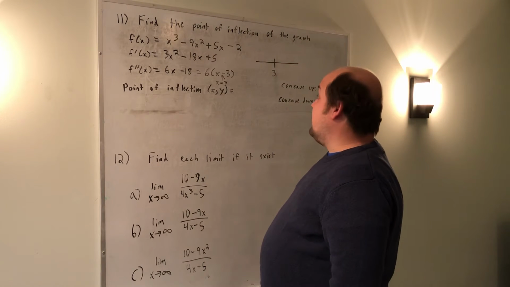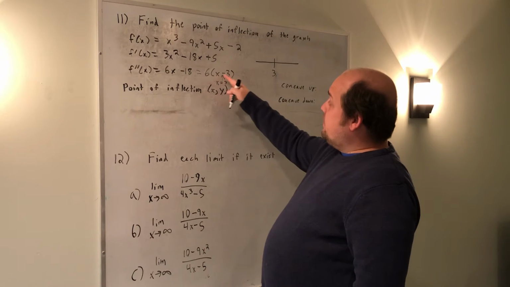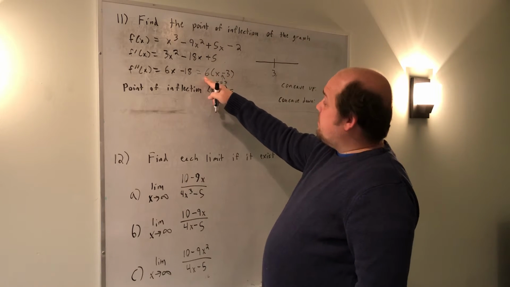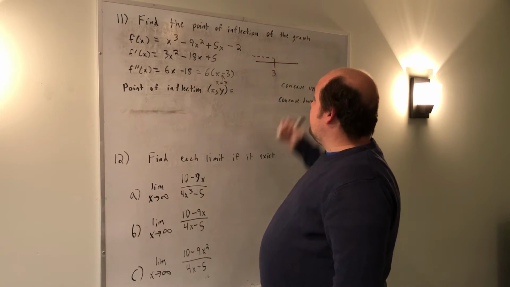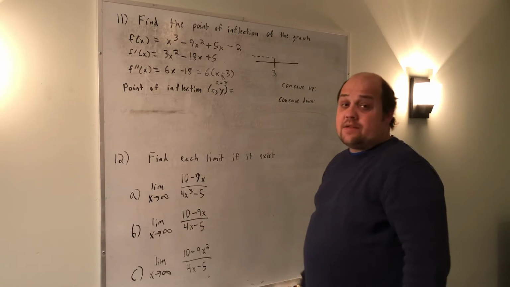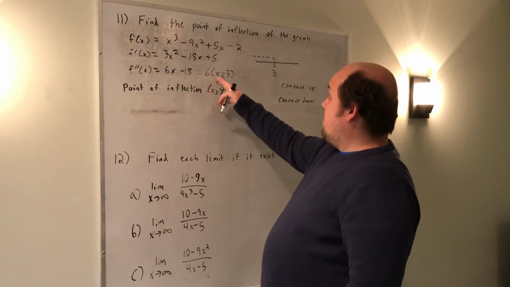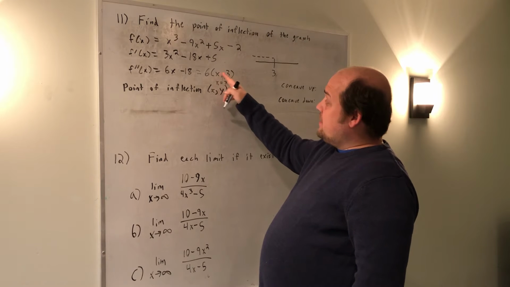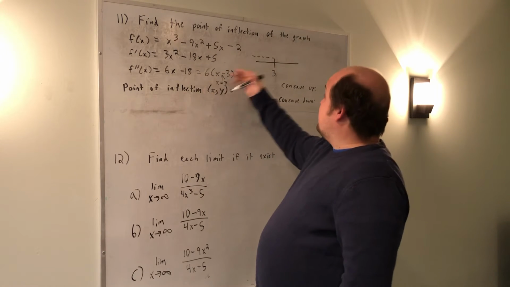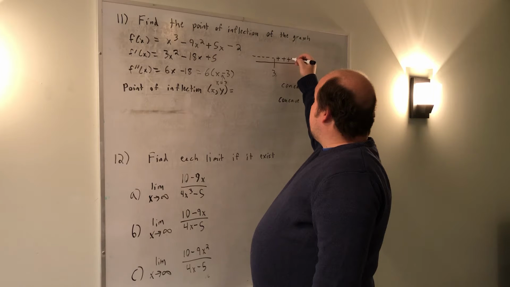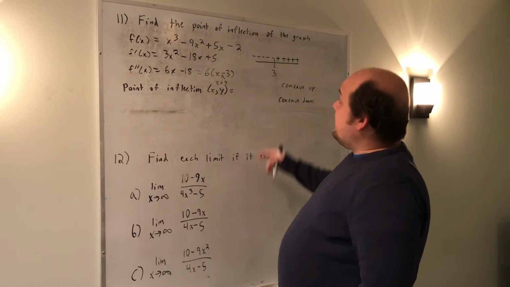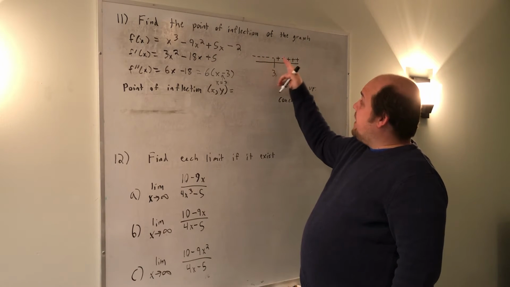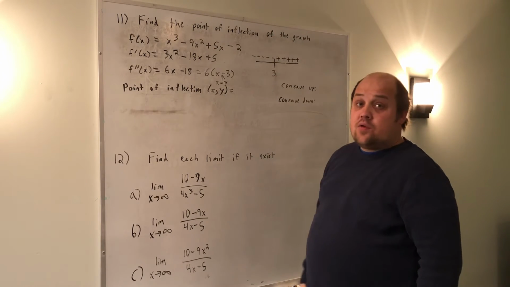If I try something less than 3, say 0, 0 minus 3 is negative, times a positive 6 is all negative. If I try something bigger than 3, say 5, 5 minus 3 is 2, which is positive, times 6 gives me a positive 12, so this whole section is positive. Now I can see that yes, I did change from negative to positive at 3, so 3 is a point of inflection.